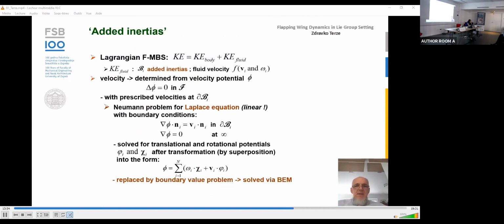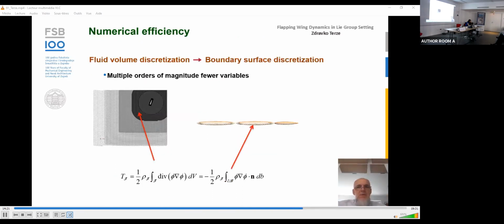Since, as we have seen, velocity for this kind of flow can be determined from velocity potential, calculation of added inertias is based on solving the Laplace equation for Neumann boundary conditions. However, solving the Laplace equation can be replaced by an easier boundary value problem, which can be numerically solved via the boundary element method. With this procedure, we have replaced the necessity of whole fluid domain discretization with much more efficient boundary surface discretization.